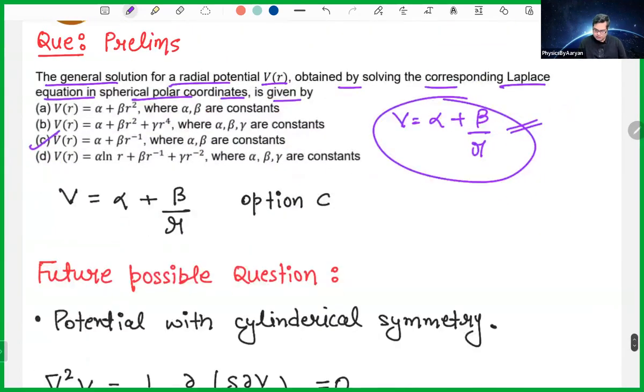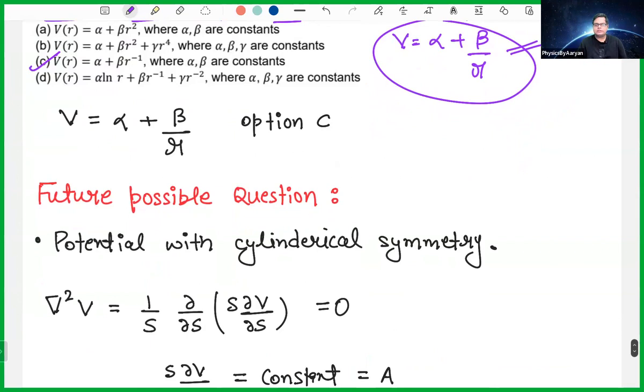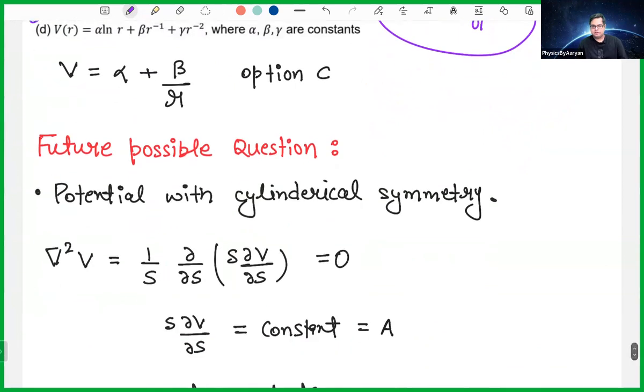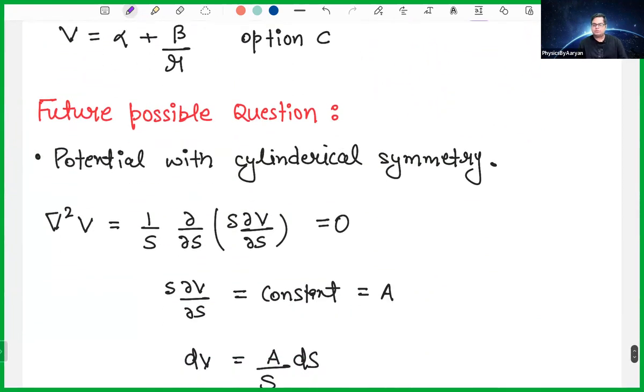Okay. There is one future possible question. This question has not been asked yet, but it could be easily asked. What if your potential is cylindrically symmetric? Right. So that also you need to keep in mind. So in UPSC, they have not asked this question, but in other exams, this is there. So more or less, UPSC can also ask this. There is nothing very difficult in this one.